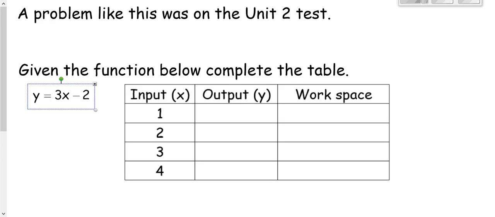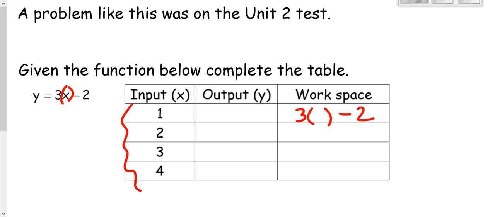So let's talk about this. On your Unit 2 test, you had a problem like this where you were asked to complete a table for the function. Over here we have this function, y equals 3x minus 2, and they gave us the inputs. What do I do with those inputs? We're going to evaluate the function. I'm going to plug them in for x. So I'm going to say 3 times x minus 2, and what I'm plugging in is my input of 1. And I'm going to do that for every single input.